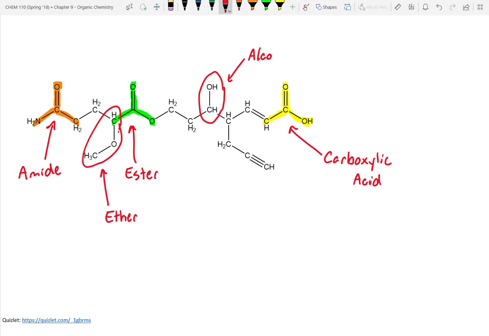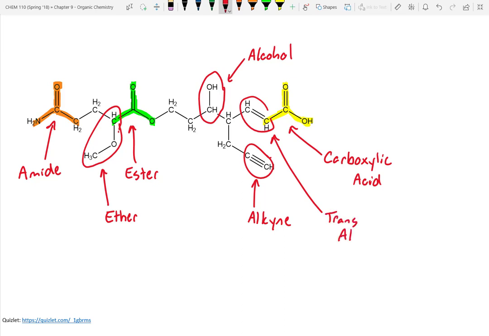Alcohol. What's this one? Alkyne with the Y-N-E. What about this one with the double bond there? Trans alkene. And just for good measure, let's identify this one. Alkane. All right, so these are pretty much all of the various functional groups we could identify in this compound.